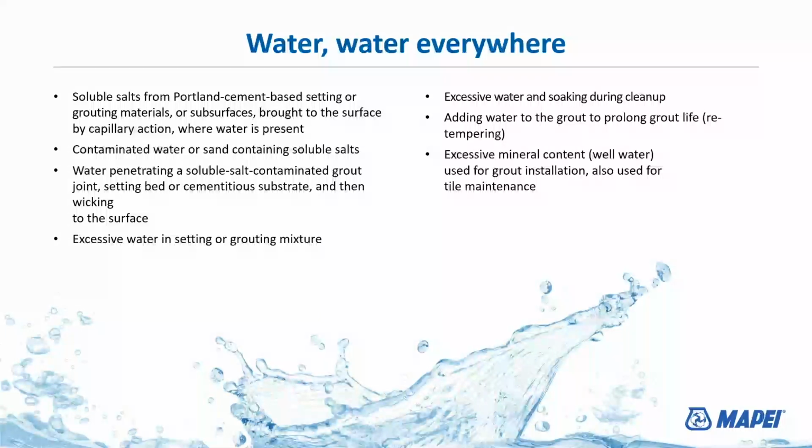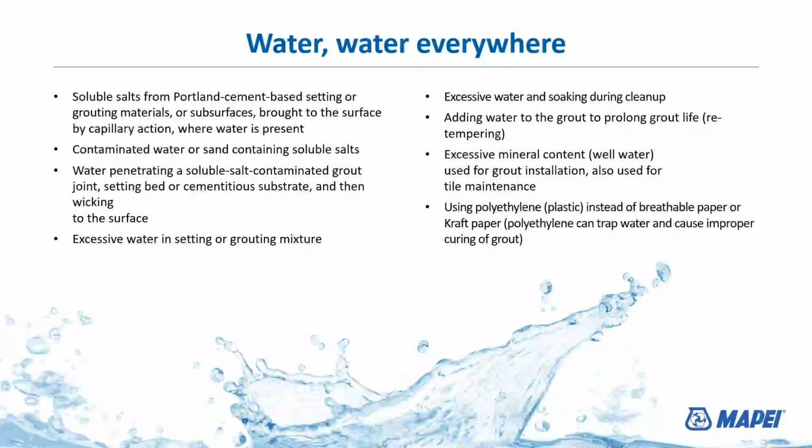Using polyethylene plastic sheet on top of the tile afterwards to protect it instead of craft paper can trap water and cause improper curing of the grout. Can also lead to efflorescence. So if that grout is covered a little bit too fast while it's still trying to evaporate moisture, using polyethylene plastic sheet or craft paper can also cause a problem, lock moisture in, retard the evaporation rate of the water in the grout, and mess up the chemistry and cause some issues as far as turning white with efflorescence.